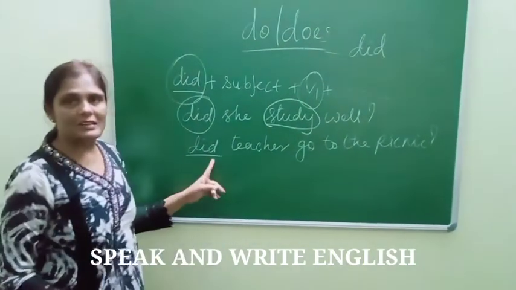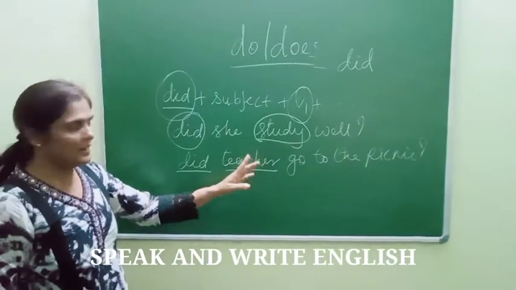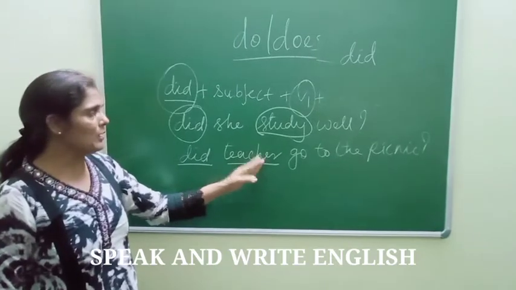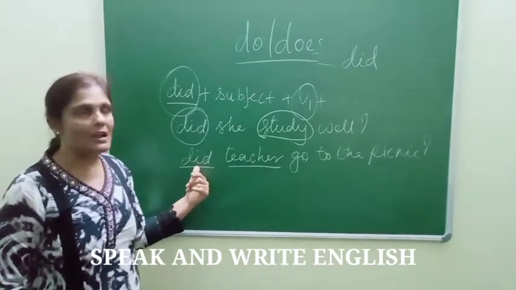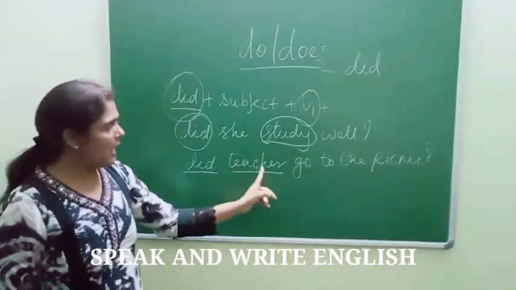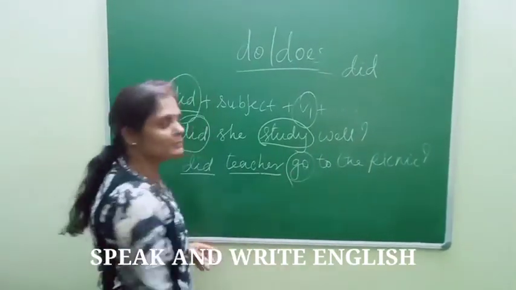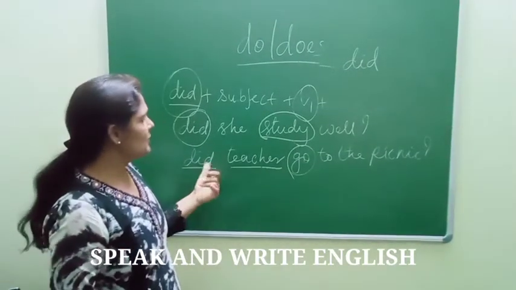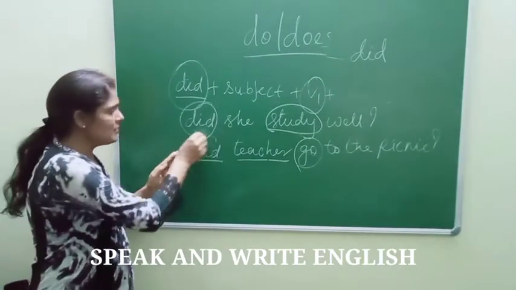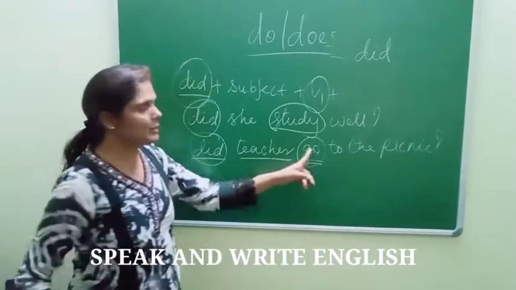I have taken the auxiliary in the past. Then I have taken the subject. The subject is there in the singular, and as I told you, irrespective of whether the subject is there in the singular or plural, we make use of the auxiliary did, unlike in the present, where we made use of the auxiliary do and does. After the subject, we take the verb, and the verb should always be there in the present form. So, did teacher go to the picnic? This question is there in the past, because did shows that the question is there in the past. So no need to convert the verb to the past.